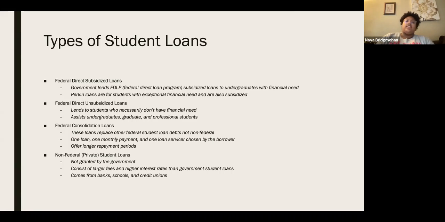depending on how long you want to be paying your loans off. And then the last type of loan is non-federal private student loans. These are not granted by the government, and they consist of larger fees and higher interest rates than government student loans. And they come from banks, schools, and credit unions.